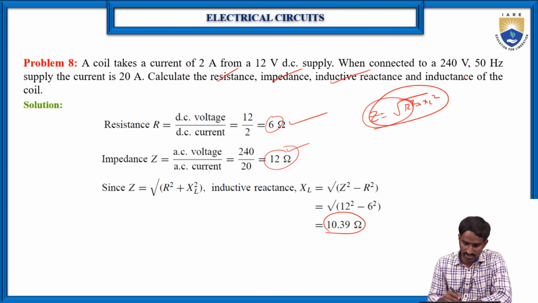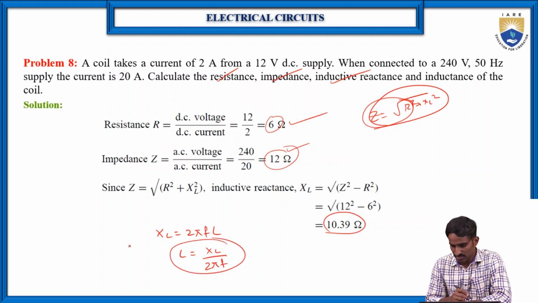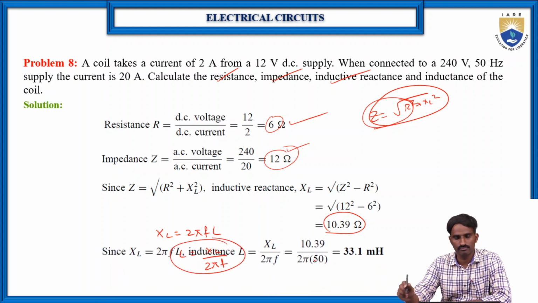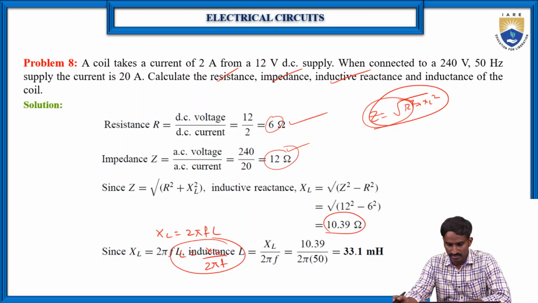Now inductance. Of course, XL is equal to 2 pi F into L. So L is equal to XL by 2 pi F. Then substitute all these values here, then you will get the value of the inductance, L is equal to 33.1 millihenry. This is how we can calculate the various parameters which are present in the RL circuit.